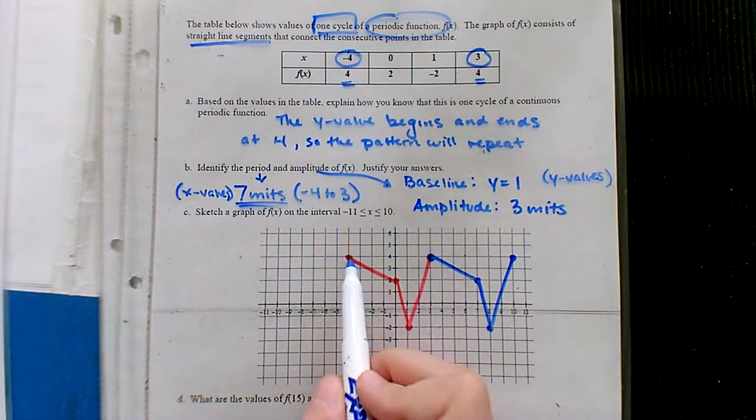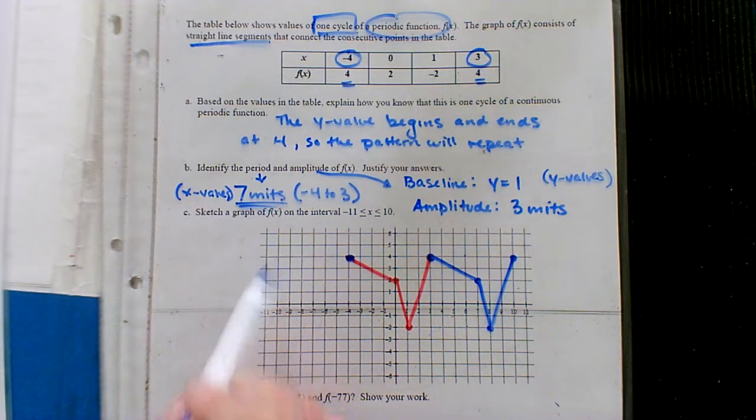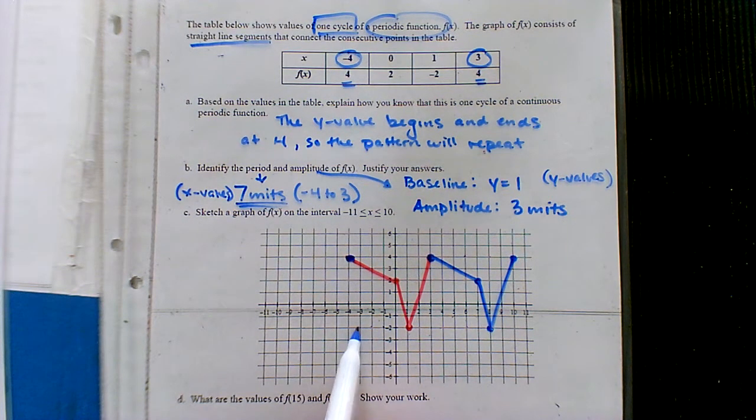Let's see. So this time we're going to end here. We're going to work to the left. 1, 2, 3, 4, 5, 6, 7.